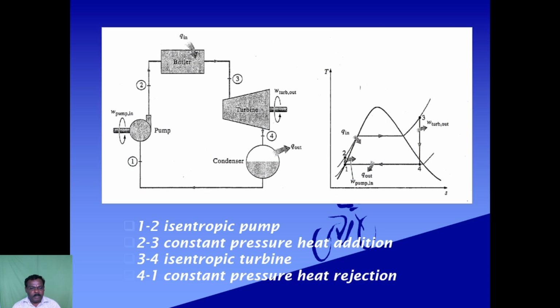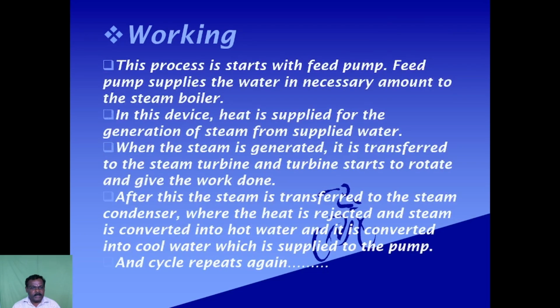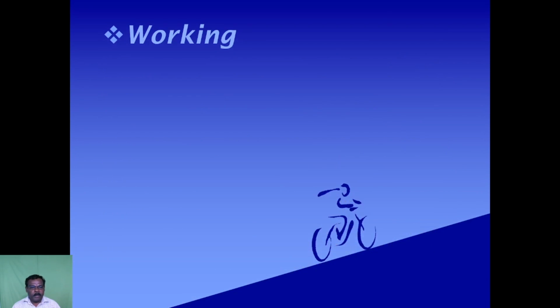So these things will be explained using this particular diagram. First, 1 to 2 is the feed pump, 2 to 3 indicates the boiler, 3 to 4 is the turbine, and 4 to 1 is the condenser. So we can explain this particular diagram. Then the working process.